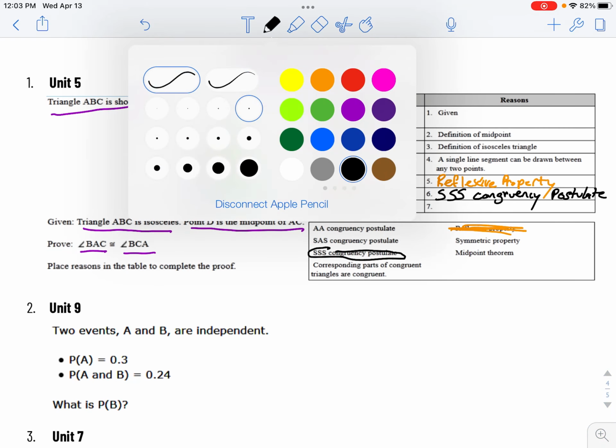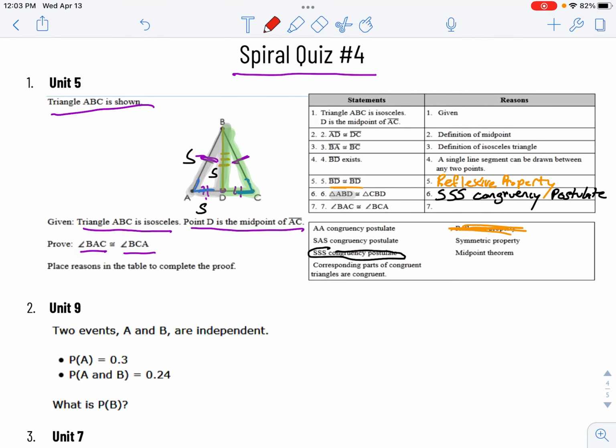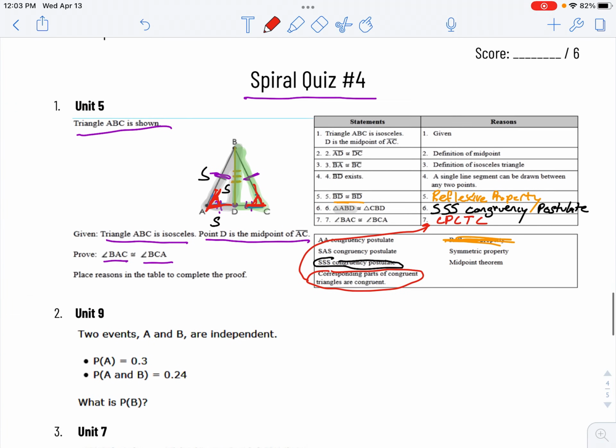Again, sometimes we just gotta remember things. After I state the triangles are congruent, I can say any corresponding parts of those triangles are congruent. So I can say the angles are congruent by this right here. I'm going to shorthand it as CPCTC. All right, sweet.